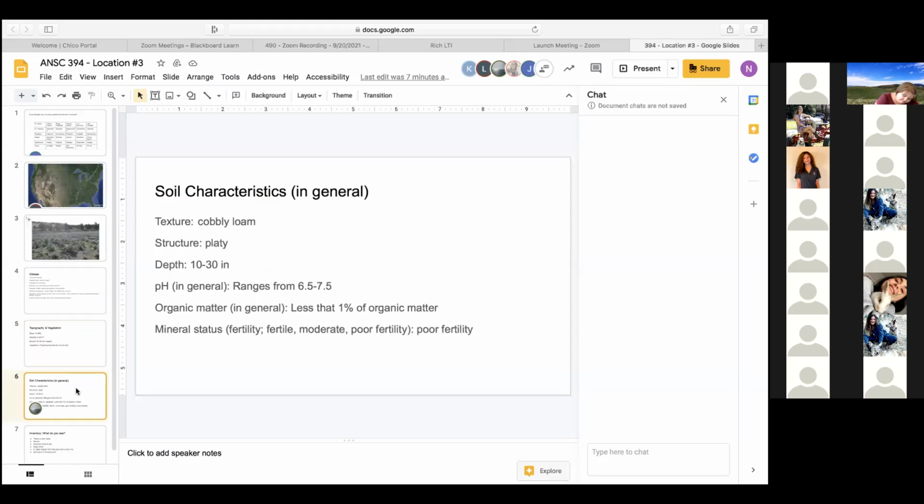So in the sagebrush steppe area in Eastern Oregon, what I found for soil characteristics is that the texture is usually a cobbly loam. The structure of the soil is platy. It is not very deep at all, with only 10 to 30 inches until you reach some sort of hardpan. The pH ranges from 6.5 to 7.5. Organic matter is less than 1%, and it has pretty poor fertility.